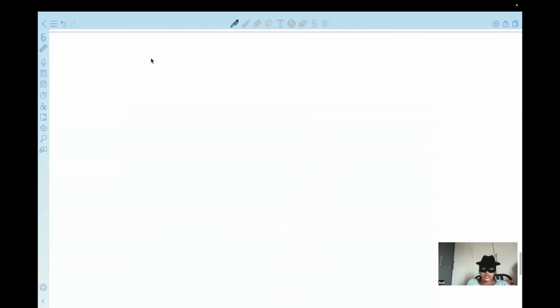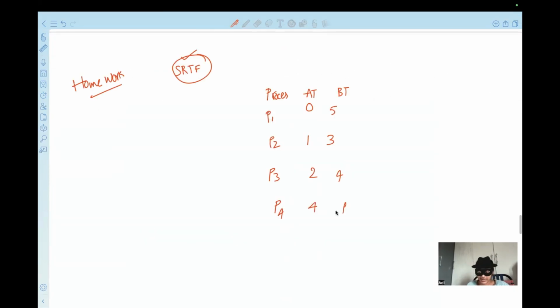So let's go to the homework problem. Comment the Gantt chart in the comment section, then we can clearly understand whether it is correct or wrong. Also find the average waiting time and average turnaround time.